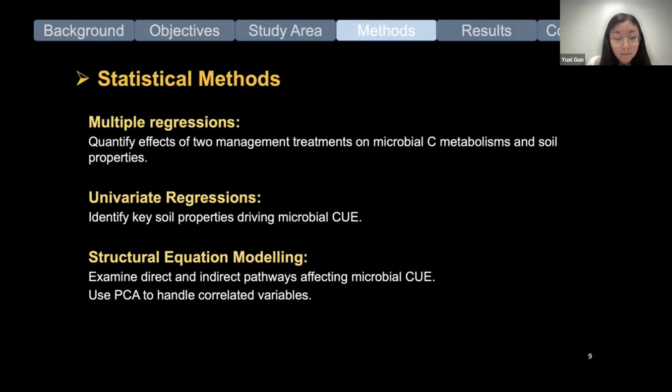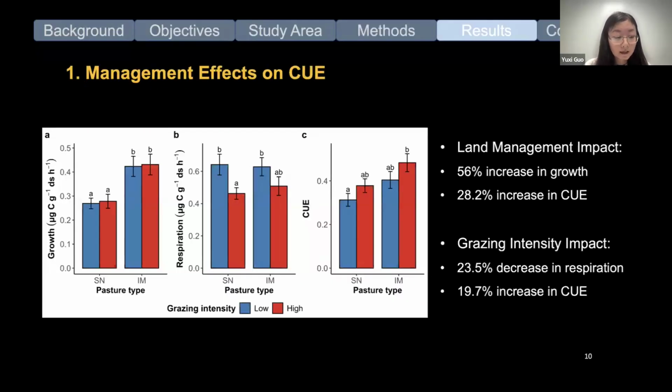And also because many soil properties were correlated, we used principal component analysis to integrate highly correlated variables into relatively consolidated metrics before building our pathway models. And now let's look at what we found.